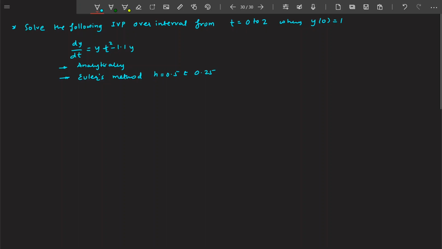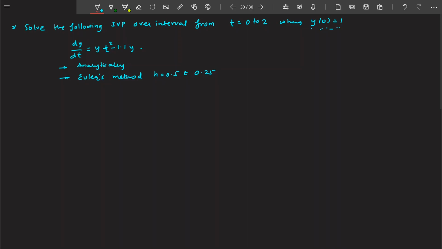Okay, so this is my initial value. This is the question that they have given us. Solve the following initial value problem over the interval from t equal to 0 to 2. That means this is the domain, where y(0) is equal to 1. So this is nothing but the initial value. Okay, and this is our main differential equation.